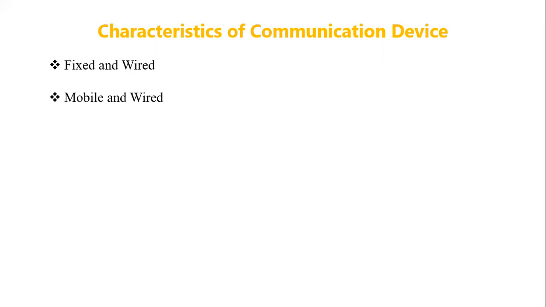The next thing we'll be discussing is characteristics of various communication devices. So the communication devices can be characterized into four categories. These are fixed and wired, mobile and wired, fixed and wireless, and mobile and wireless. So let us try to understand what all these things are.